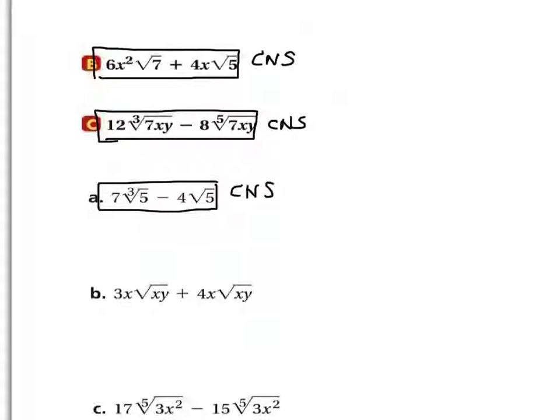Letter B. Okay, 3x times the square root of xy plus 4x times the square root of xy. You'll notice these are exactly the same. The roots are exactly the same. So I can add 3x and 4x is 7x, and I bring along the square root of xy.